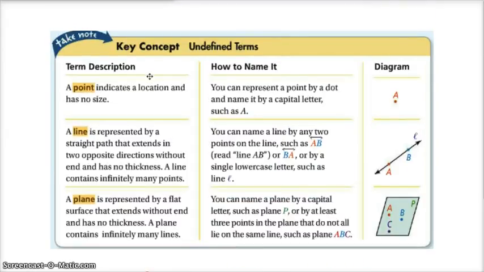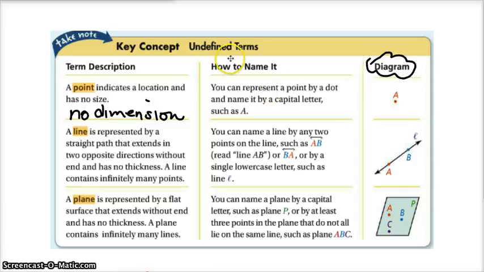Point. A point indicates a location and has no size. A point has no dimension. Here's your drawing.